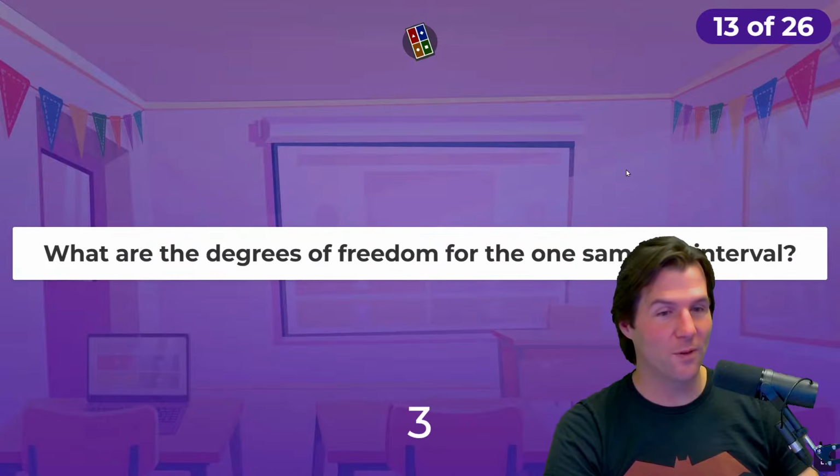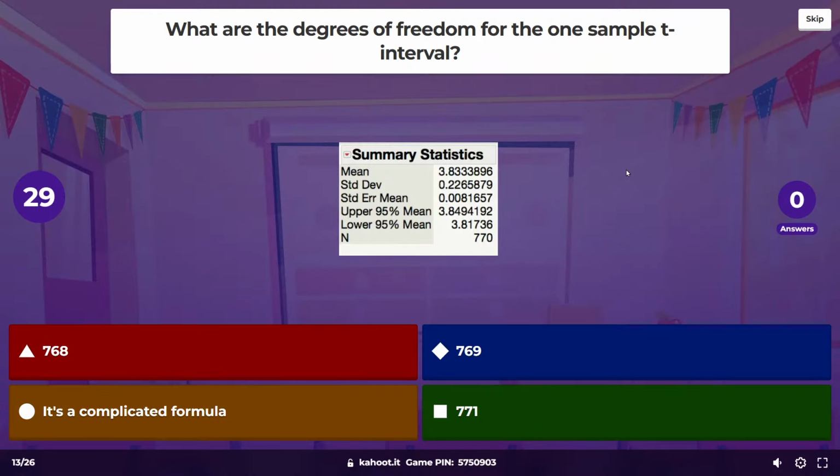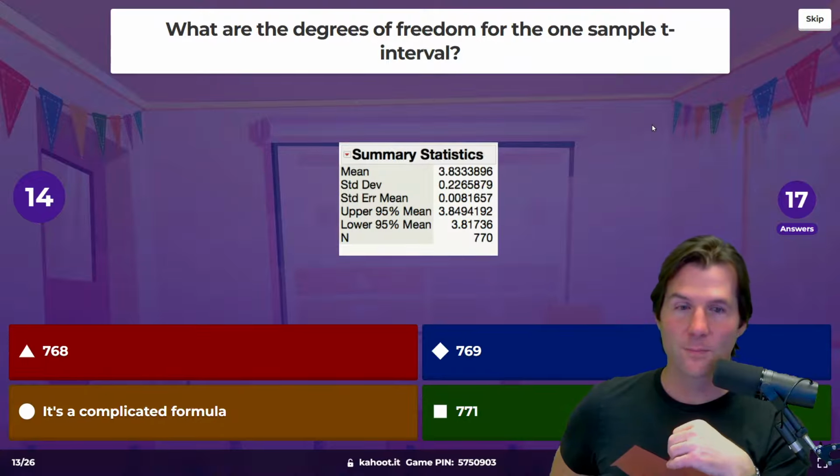What are the degrees of freedom for the one sample T interval? You got this. This is a one sample T. We're going to repeat how to get the degrees of freedom coming up after this quick question. Brought to you by your sponsors. Jude knows. The one sample T has n minus 1 degrees of freedom. One sample T, n minus 1.